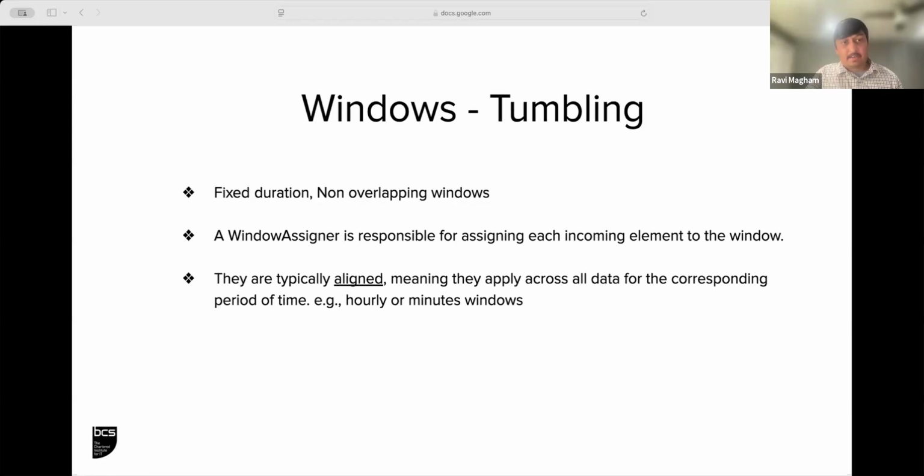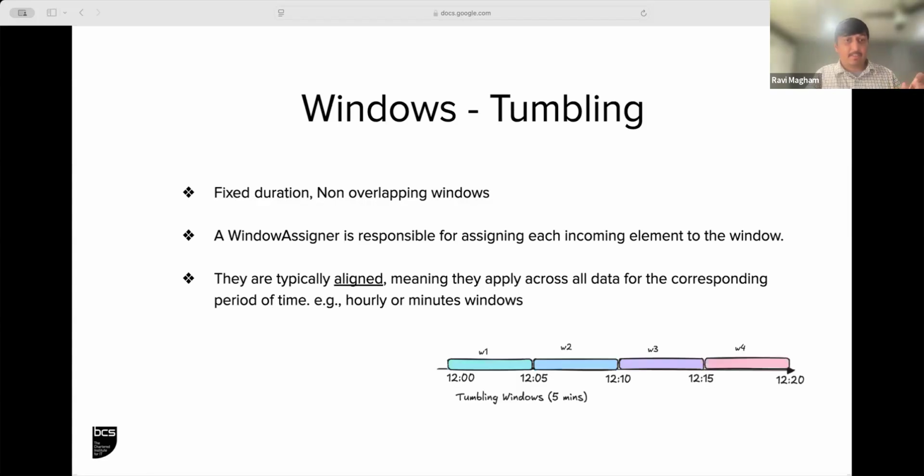And these are aligned. What that means is these windows are created on the entire stream. So all the data that comes in that period is going to be placed in that bucket, but again, internally grouped by a key. So that's where the alignment comes in. For example, for 5 minutes, every data that comes in between 12 and 12:05 is going to be in W1, 5 to 10 is going to be in W2, 10 to 15 is going to be in W3. So that's how the windows keep progressing.